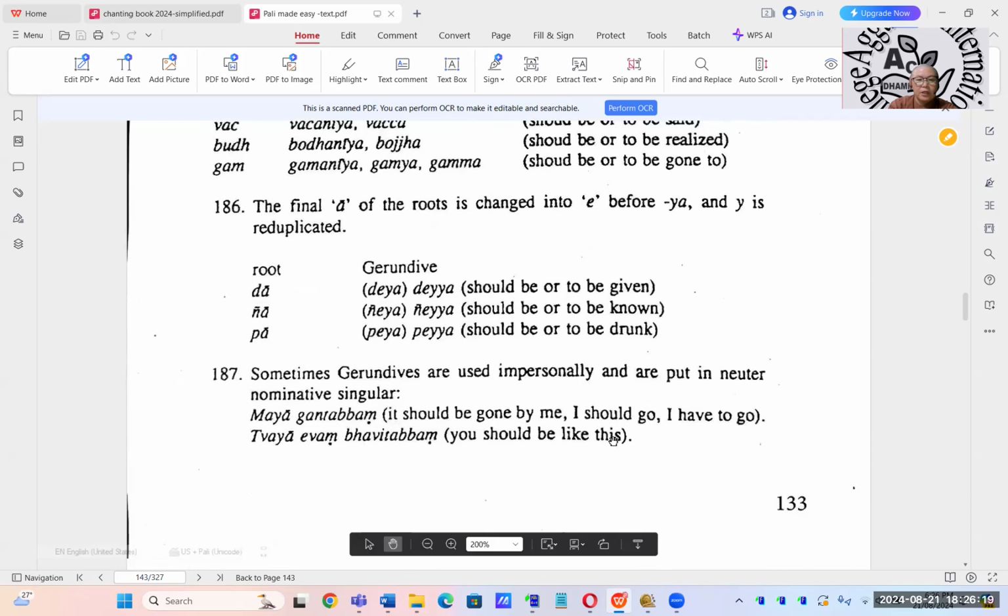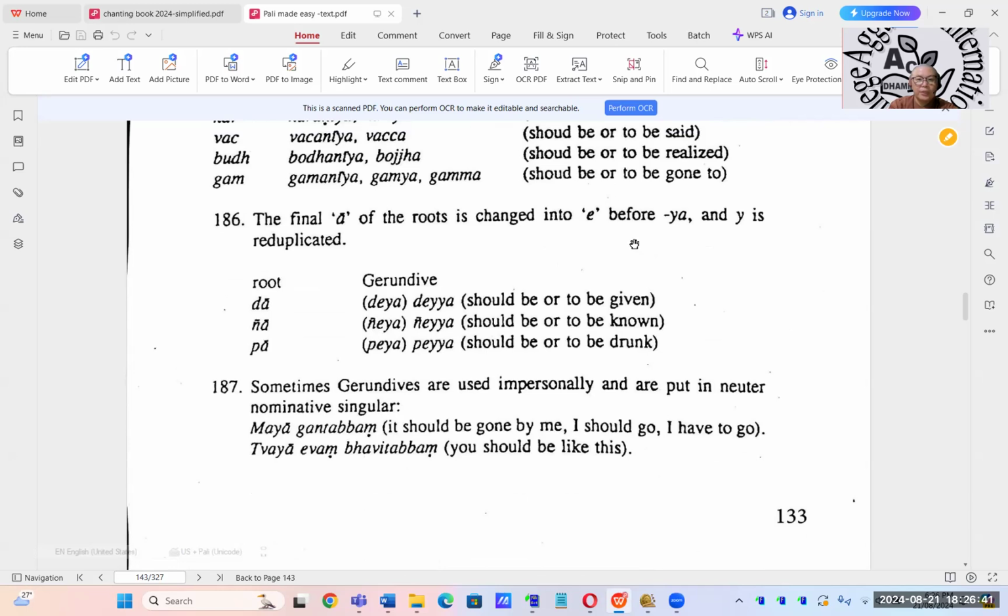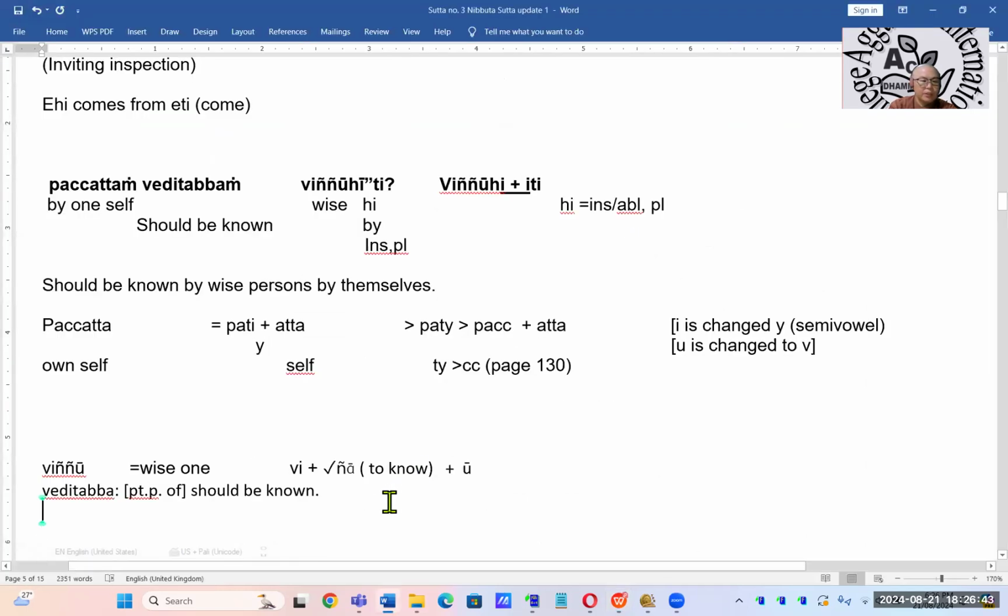So this is on page 133. Mayā gantabbaṃ: should be gone by me. Gam is go, and tabbaṃ is should be. So should be gone by me means I should go, I have to go. So that's the meaning. Tabba just translates as should be or to be. So here you have veditabba: the root vid plus tabba, should be or to be.